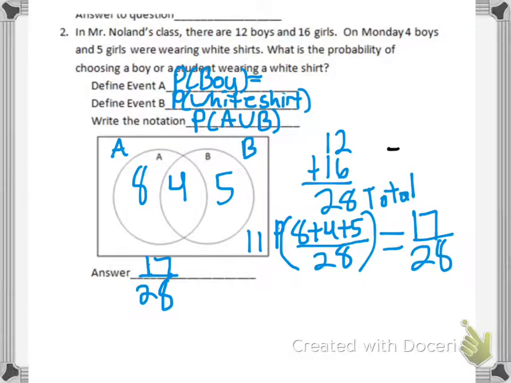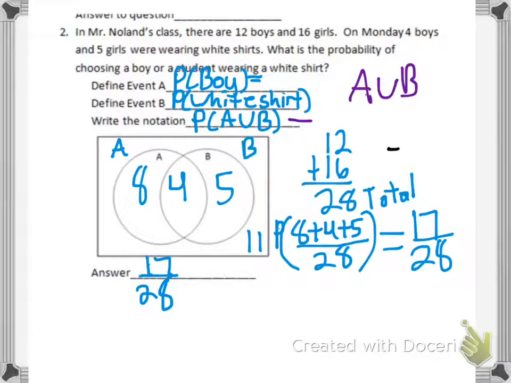Number 2, in Miss Nolan's class, there are 12 boys and 16 girls. On Monday, 4 boys and 5 girls were wearing white shirts. What is the probability of choosing a boy or a student wearing a white shirt? We know "or" means that we're going to use union. So A is the probability of a boy and B is the probability of a white shirt. And then it's denoted by probability of A union B.